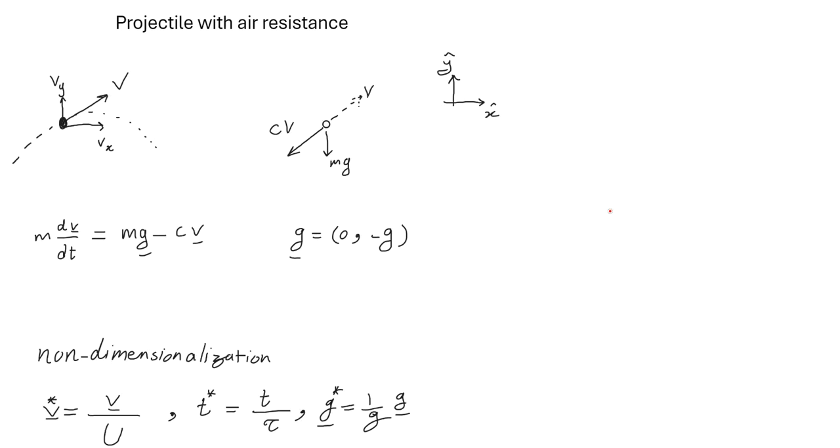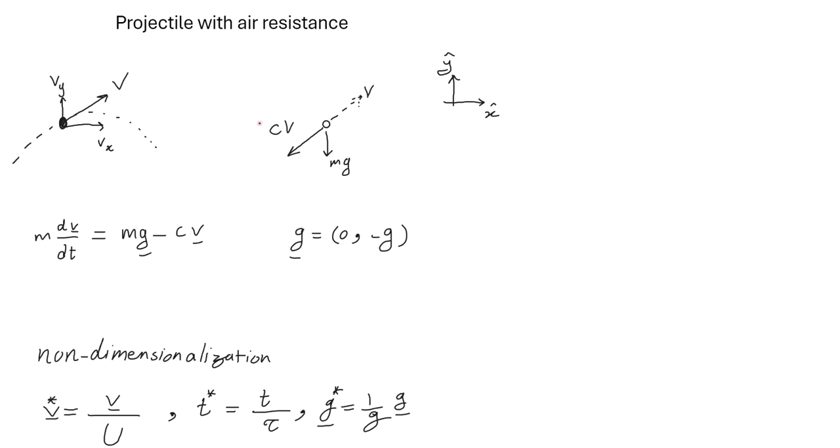Hello. In this video, we are going to investigate the projectile of an object with air resistance. Imagine that you have an object here. It's a point object, so it doesn't have rotation or any shape. It's at one point, and it has a velocity v. Then this velocity can be projected to vx and vy.